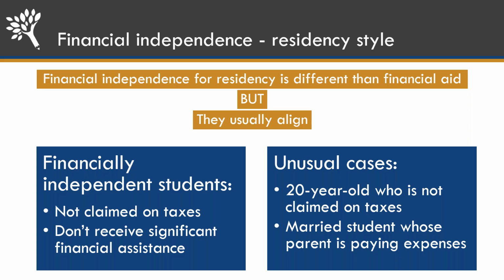Just to throw in some unusual cases, and in fact, I think the first one may not be too unusual, but you might have a 20-year-old who isn't claimed on taxes and is paying their own way, and in the residency world, they would be considered independent, whereas in the FAFSA world, they wouldn't. So usually you're not looking for these students, they're going to come to you. So a student who knows, hey, I'm a resident, but you just don't realize that yet because I'm 20, is going to come to you and you can ask them for documentation to sort that out.